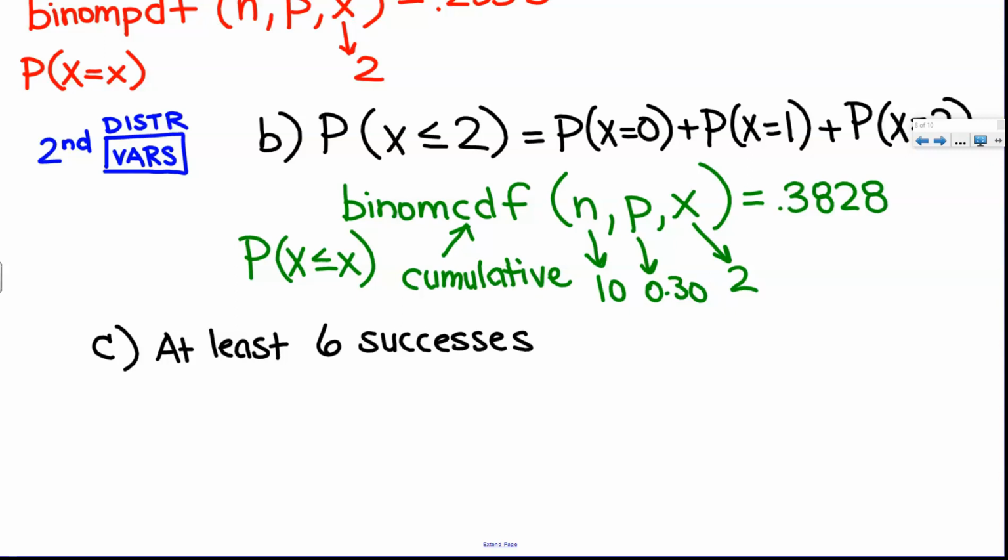Okay, so sometimes it's written out as our probability. Sometimes it's written out in words, right? But then we have to say, okay, well, what does "at least" mean as an inequality? So at least means greater than or equal to, right? So at least 6 successes means we have 6, 7, 8, 9, 10.